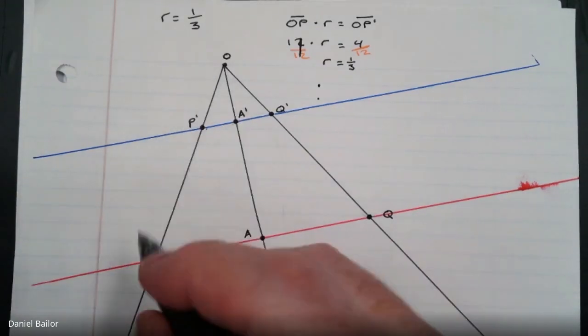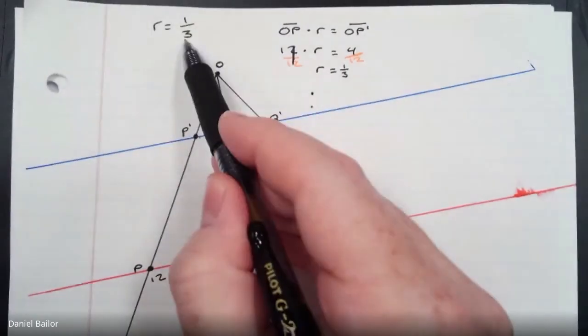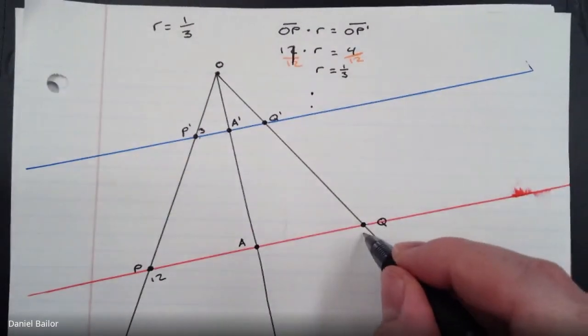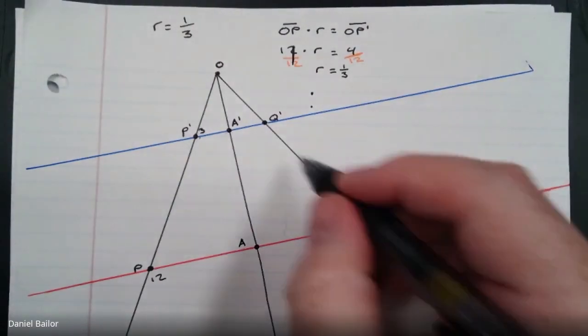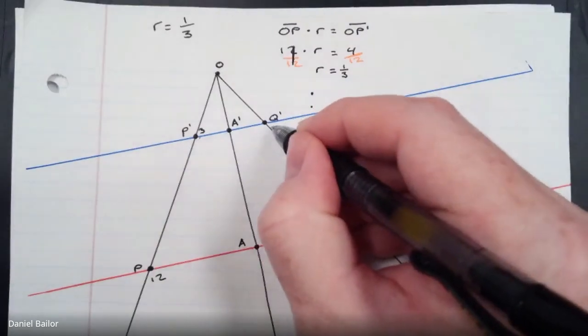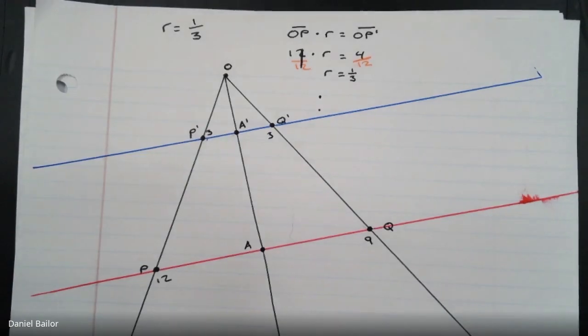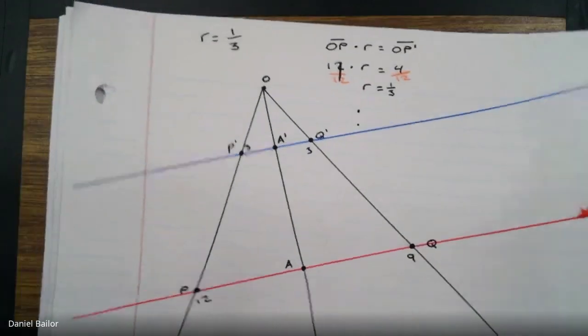Because remember, P was at 12. P prime got multiplied by 1/3 to make 3. Q was 9, got multiplied by 1/3 to make Q prime, which is 3. So that is what we got. Hopefully you have that, and hopefully you are ready to start answering the questions about this right here.